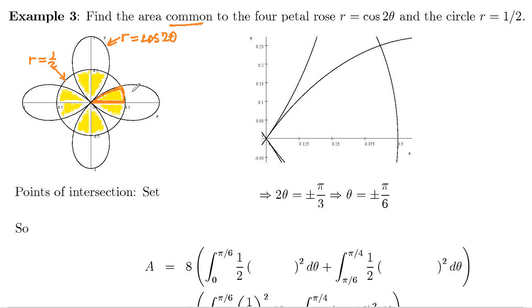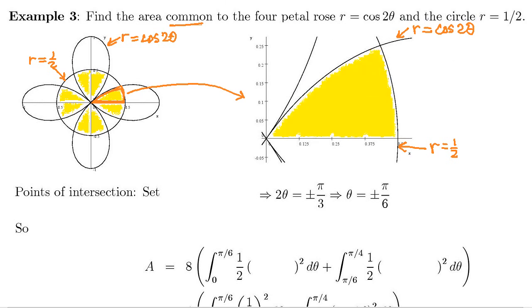So let's take a second here and enlarge this little piece so we can get a little bit better picture of it. So this right here, that's the circle. So this is r equals 1/2. And then this piece up here and this right here, those are part of r equals cos 2 theta. And we want this region here.